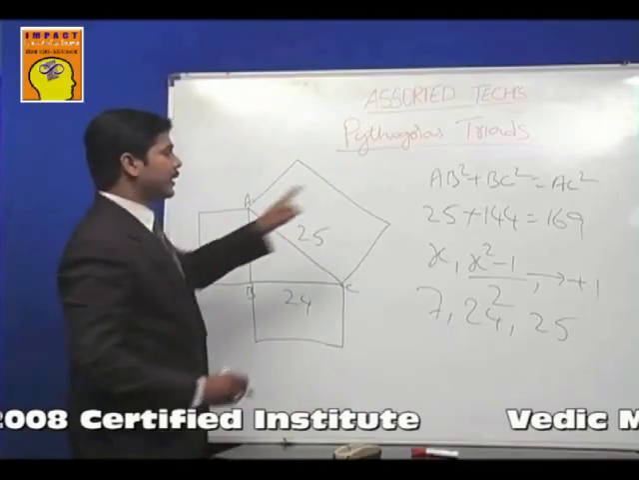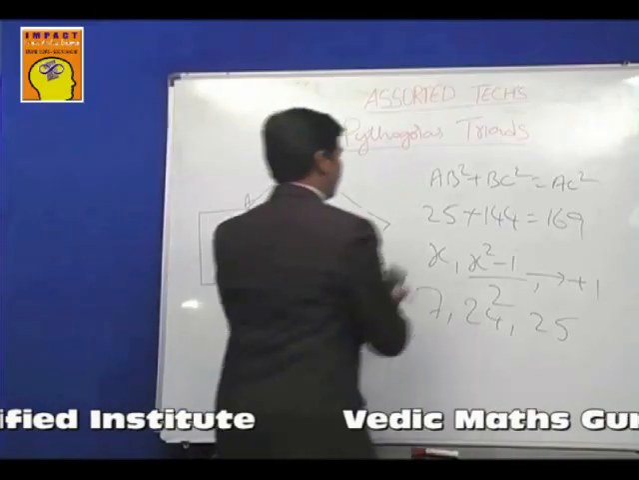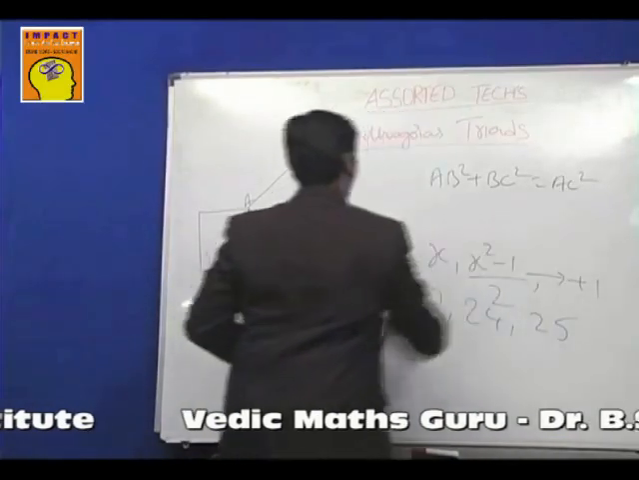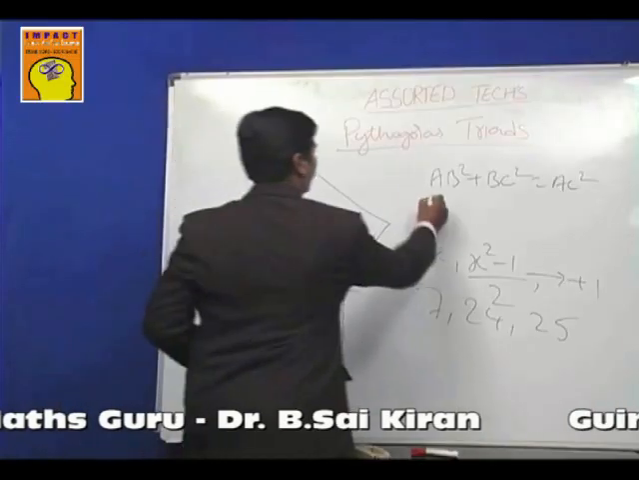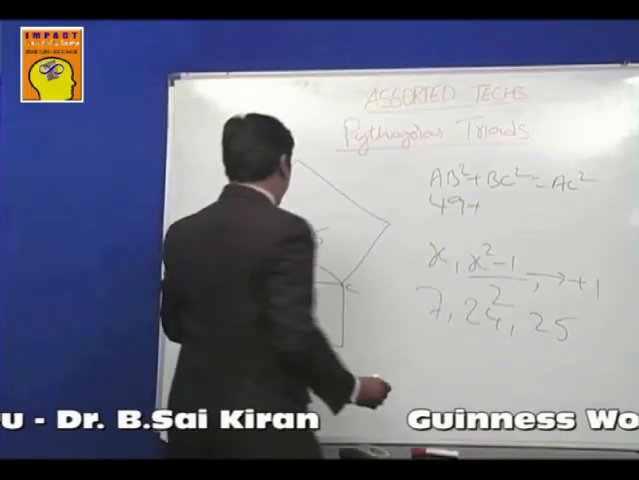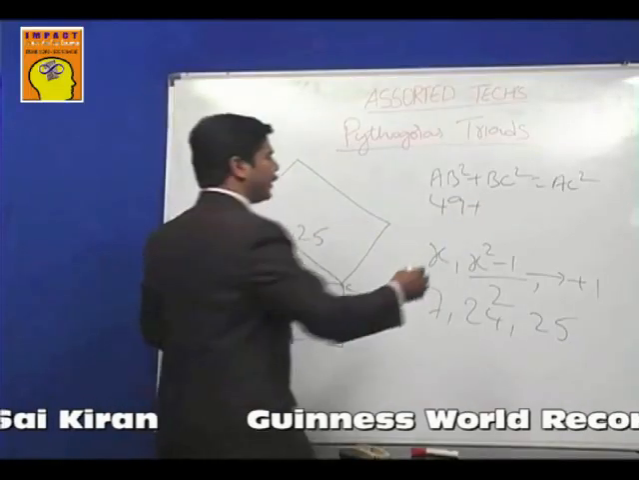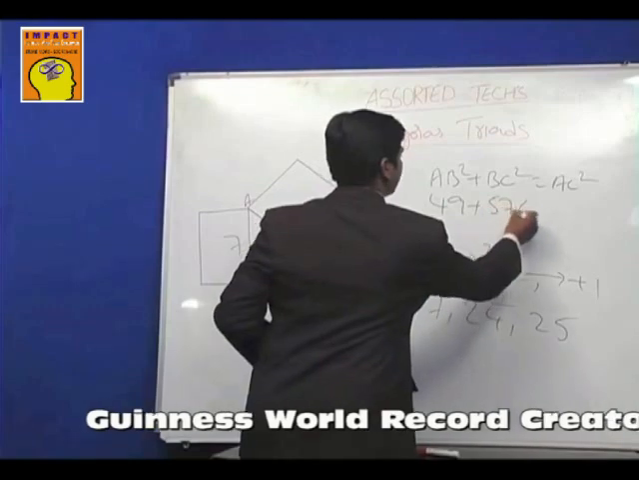Now you have to substitute this in the Pythagoras equation and then check whether the triplets are right or wrong. Now AB square, 7 square is 49, plus BC square, 24 square, you get 576.